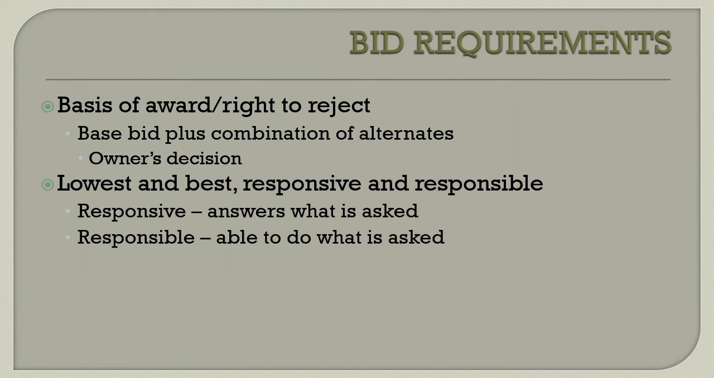Responsible, you are able to do what is asked. Remember those two guys in a wheelbarrow I was talking about. Two guys in a wheelbarrow might be able to build your driveway, but might not be able to build a 5,000-foot runway. Lowest and best means lowest and best for the owner.